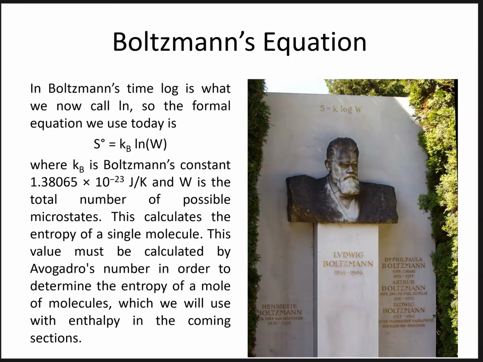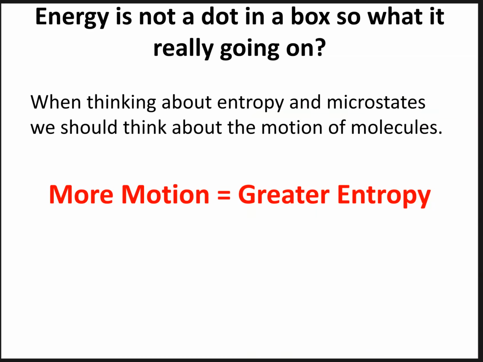So what does entropy tell us? Well, entropy tells us that the higher the entropy, that means the more ways a molecule has of expressing its energy. More motions equals greater entropy. And we'll expand on this idea in the next section as well, but first we need to cover the entropy of chemical reactions.